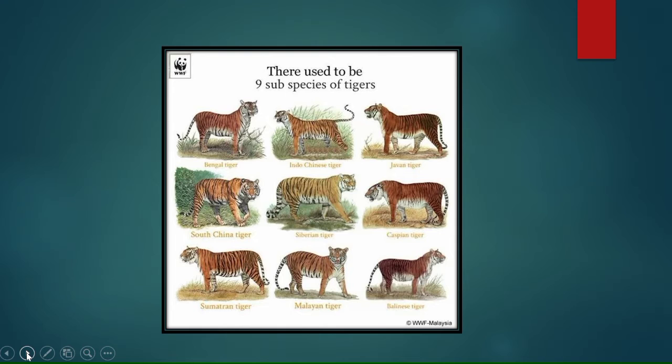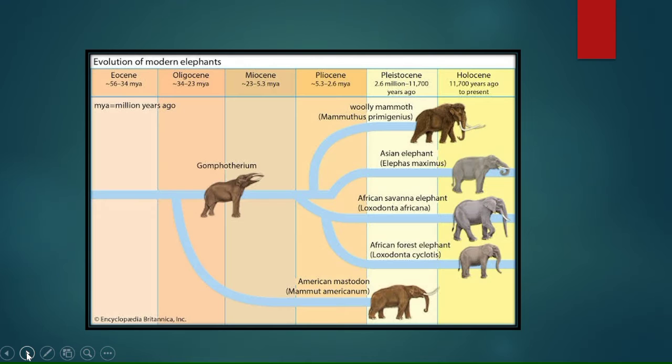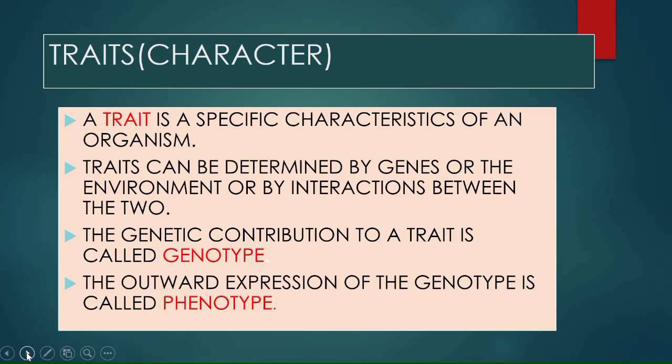When variation is so large in the species, we create subspecies. This is an example of subspecies of tigers. It is another example to show that variation results in the formation of new species.